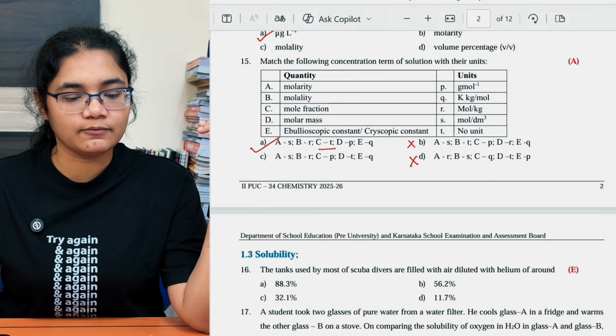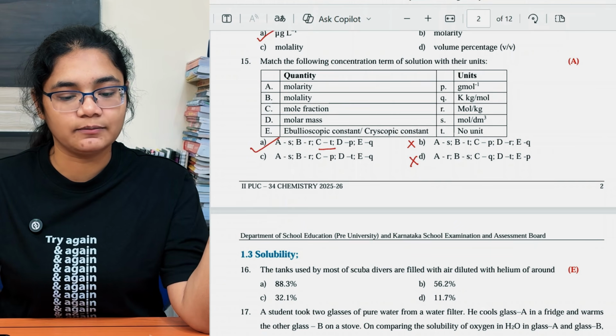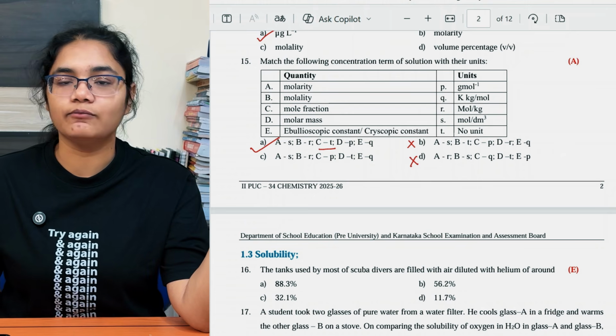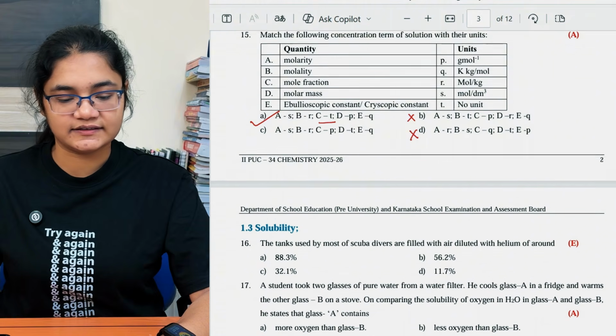Molar mass is gram per mole. So D will be P. And ebullioscopic constant will be Kelvin kilogram mole inverse. Okay, next moving to question number 16 here.